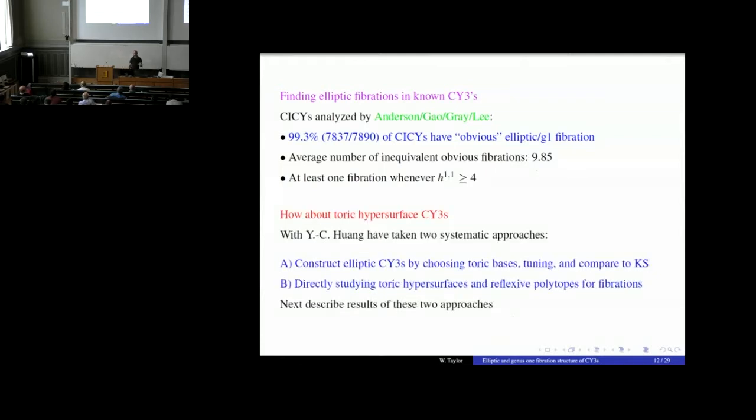Now let's talk about these toric hypersurfaces. And this is what Yu-Chien Huang and I have been studying over the last couple of years in a bit of detail. So we've taken 2 approaches. The first approach is to start by constructing a bunch of elliptic fibrations. We choose toric bases because these are built on toric geometry. We expect the base to be toric. We tune Weierstrass models for everything we know how to build in a way that's compatible with the toric structure, and we compare to Kreuzer-Skarke. The other approach is to directly take the Kreuzer-Skarke database and look for fibrations. And I'll describe the results of each of those 2 approaches.